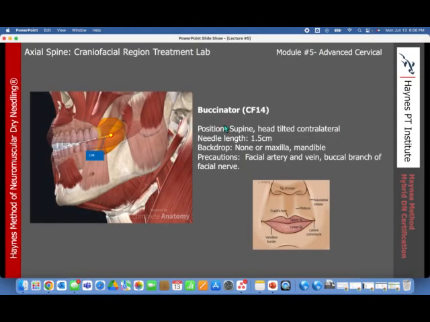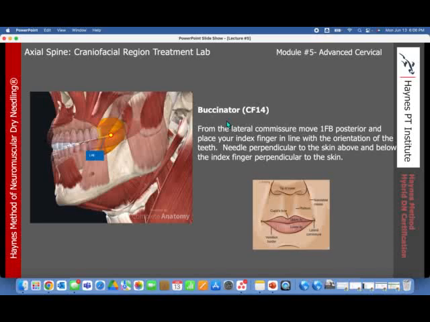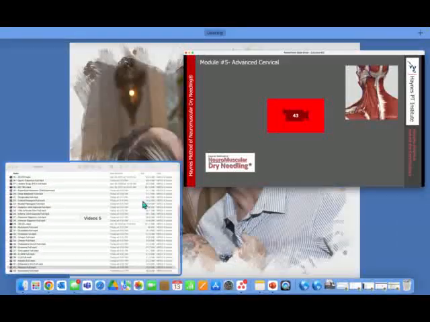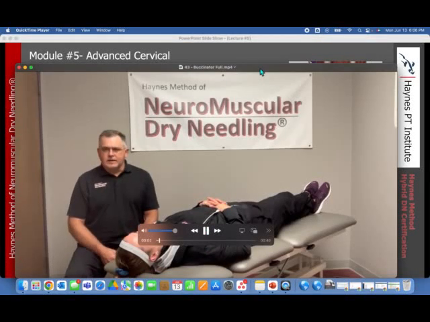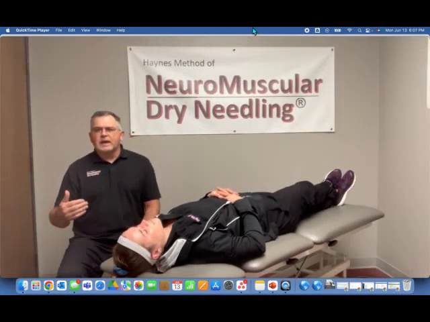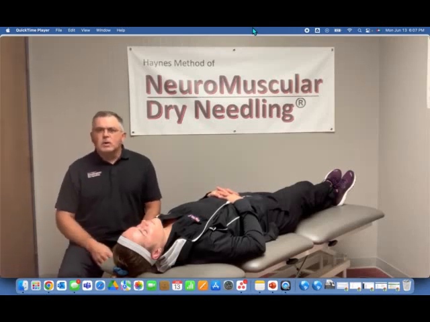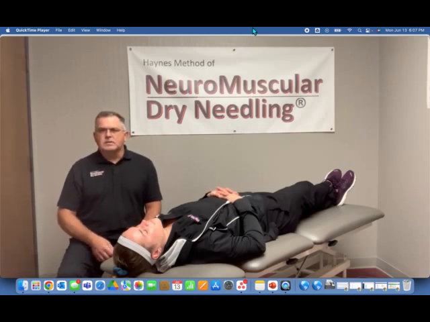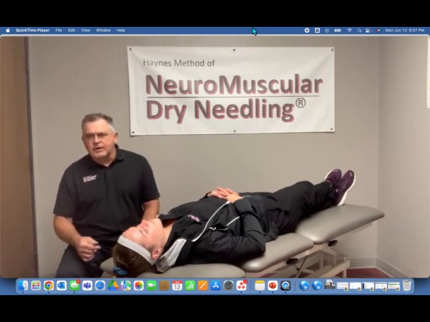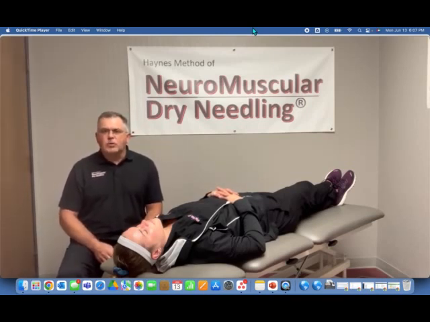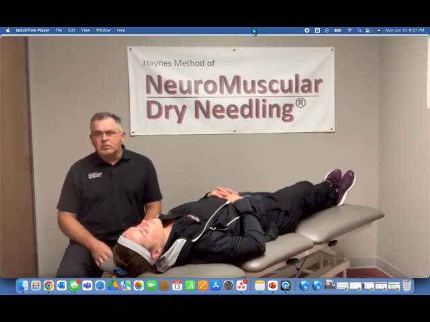And finally, the buccinator. For the buccinator, the position is going to be supine with the head tilted contralaterally. The needle length will be 1.5 centimeters, and the backdrop here is either none or the maxilla or the mandible. From the lateral commissure, move 2 finger breadths posterior and place your index finger in line with the orientation of the teeth. We're going to needle perpendicular to the skin above and below the index finger.